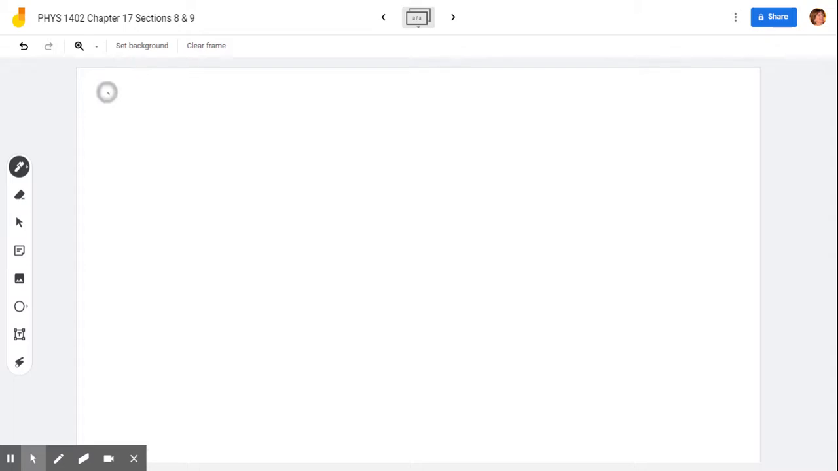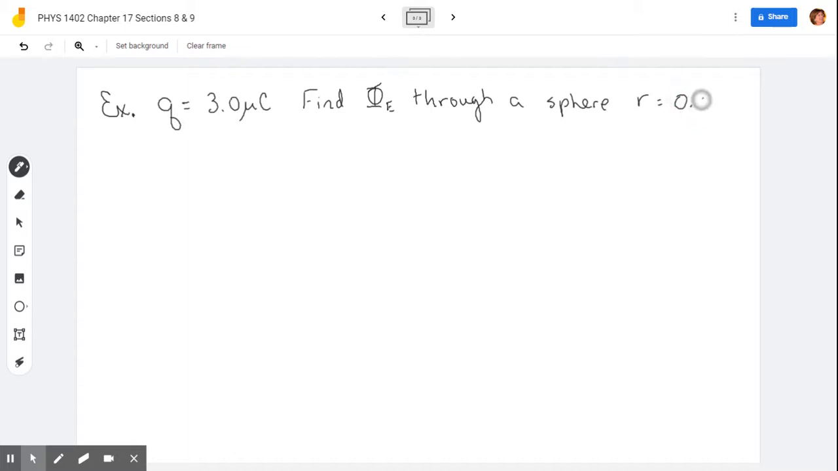Let's look at an example. Well, I'll tell you what, let's make it specific, but then we'll make it general. Suppose we have some charge, Q, that is 3.0 microcoulombs. And we're asked to find the electric flux through a sphere where we have a radius of 0.20 meter. And I didn't explain this very well, but the sphere surrounds it.